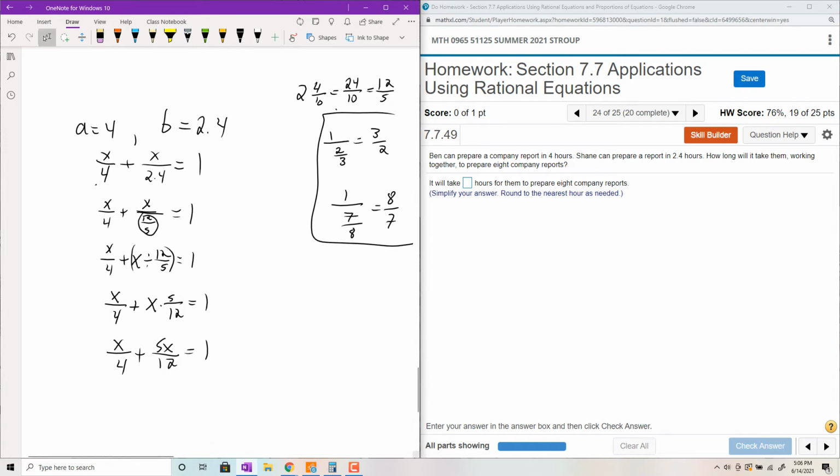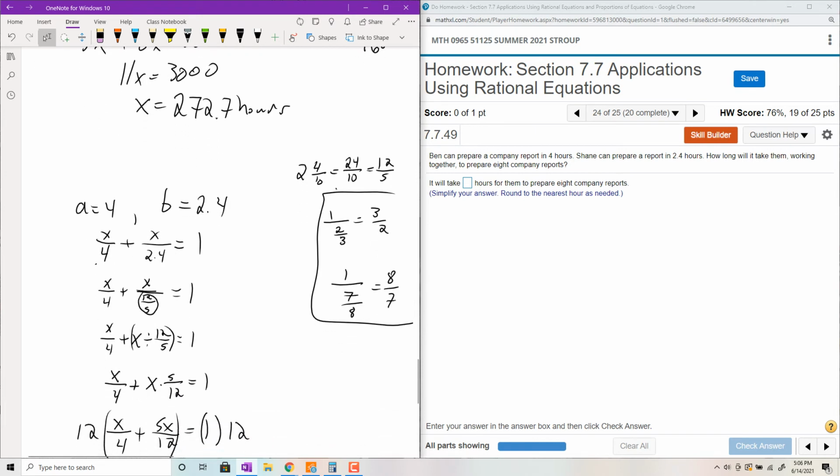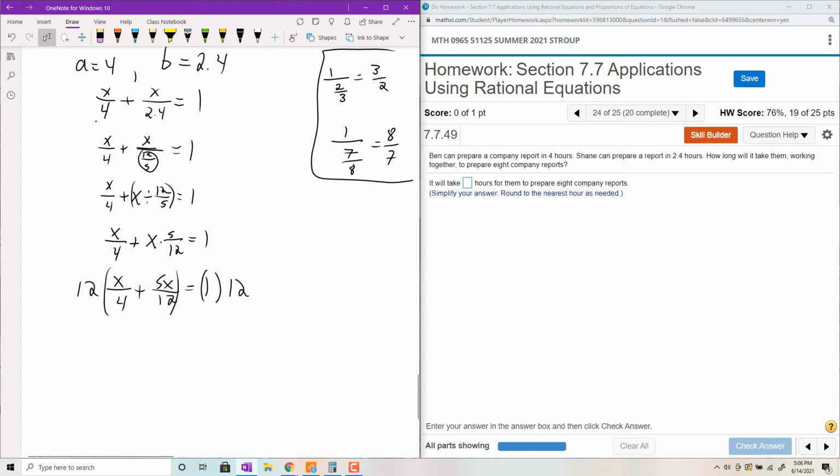Okay, so anyways, now you can multiply by the LCD. It's a little easier to do in your head at least. But in the beginning, you could have just multiplied both sides by 2.4 times 4, whatever that is, 9.6. Multiply both sides by 9.6. That would have been the same. I don't know where I was going with that, and I apologize.